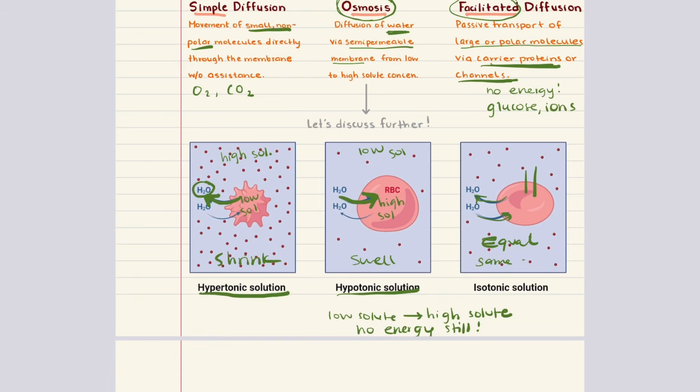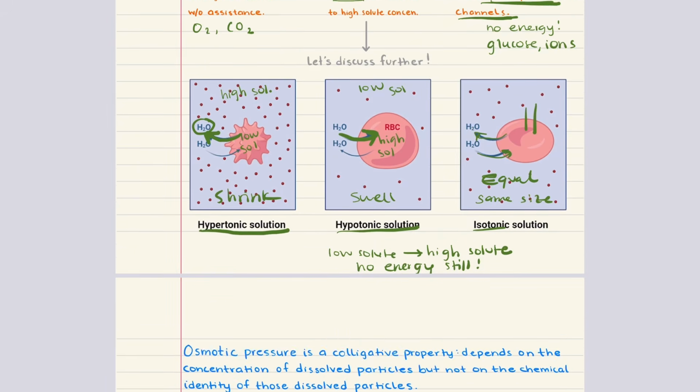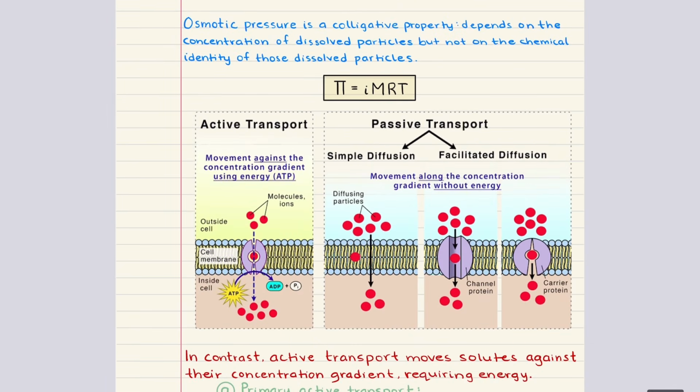From here, we can introduce osmotic pressure. Osmotic pressure quantifies the force that drives water movement during osmosis. Osmotic pressure is a colligative property, so that means it depends only on the number of dissolved particles in a solution, not their identity. Whether the solute is a salt, a sugar, or any other molecule, osmotic pressure depends solely on how many particles are present.